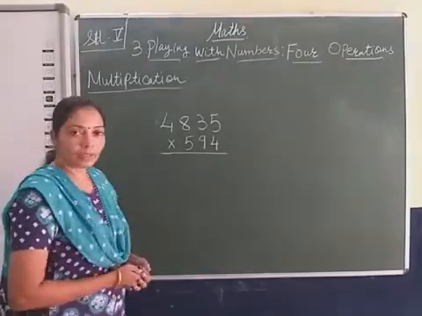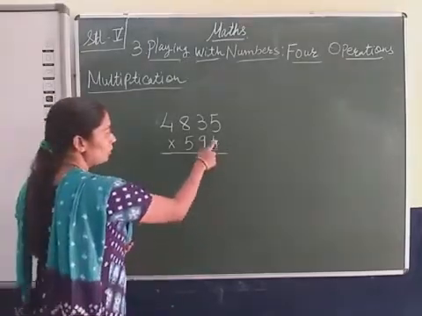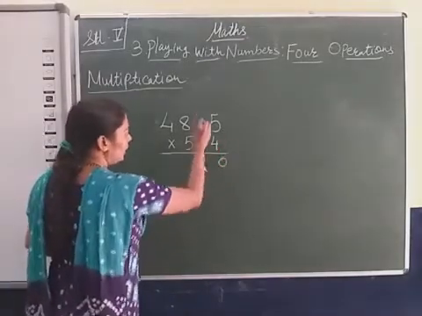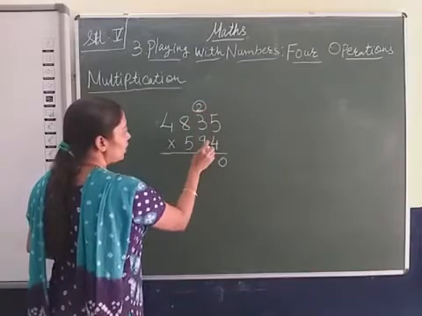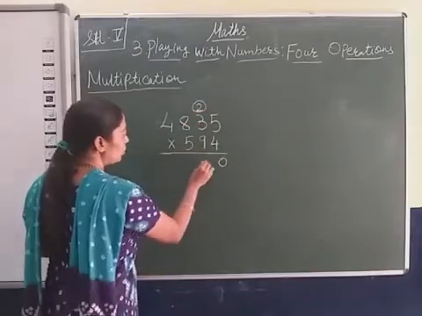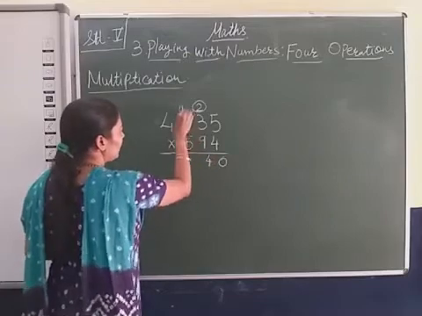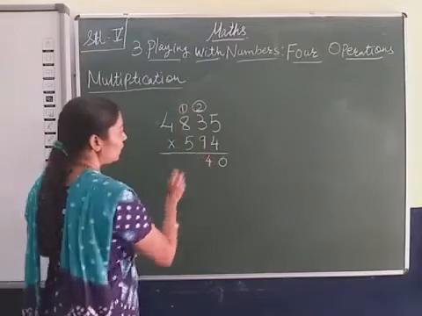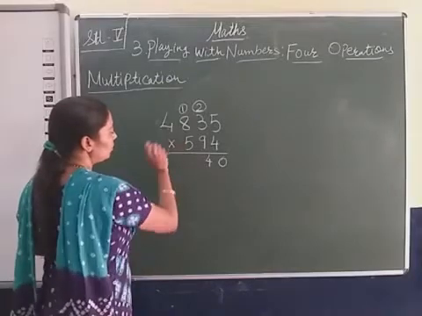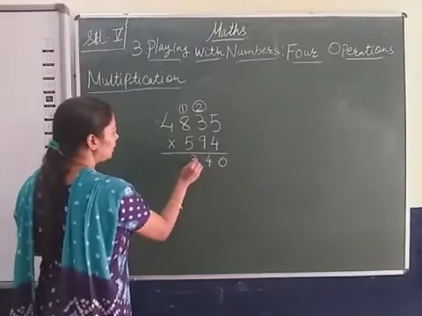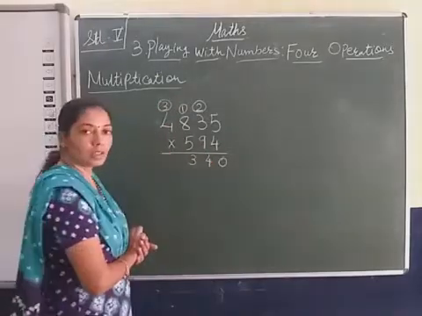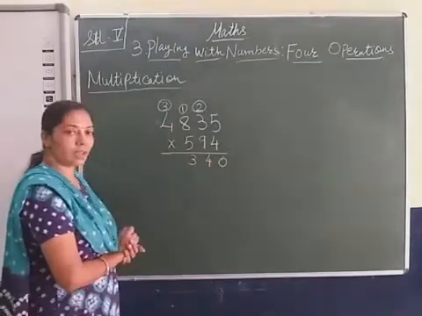Now just look carefully. 4 multiplied by 5. 4 5s are 20. 2 is carried forward. 4 3s are 12. 12 plus 2, 14. 1 is carried forward. 4 8s are 32. 32 plus 1, 33. 3 is carried forward here. Now 4 4s are 16, 16 plus 3, 19.